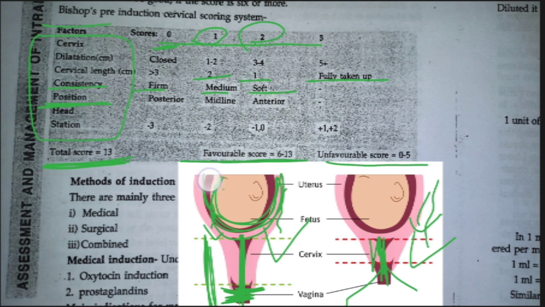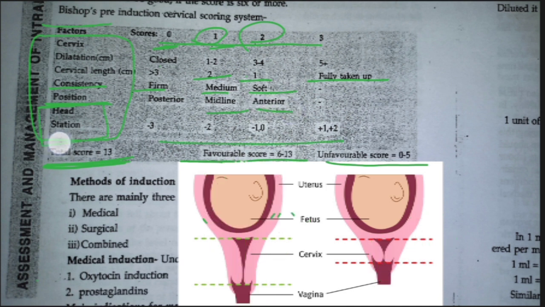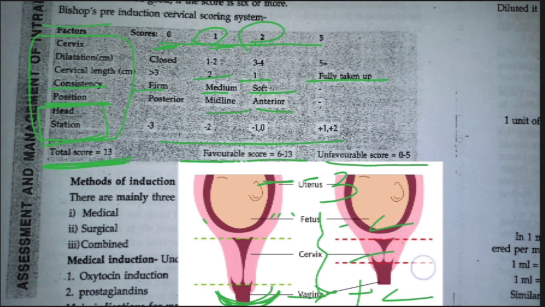Position. If the baby is inside, that is posterior, we will give 0 score. When the baby is in the middle way, we will give it 1 score. When the baby's head is visible, that is anterior, we will give 2 score. Head station. When the baby is inside the womb, at that time it is -3. When the baby's head is visible outside and it is going to be born, at that time the score is +2. In the middle way, the score is -2, -1, 0 and so on.